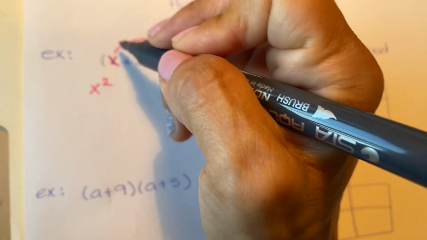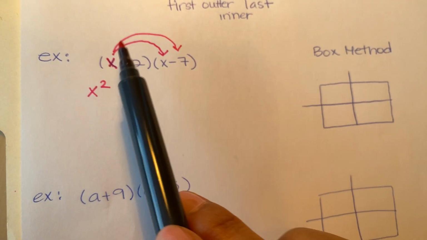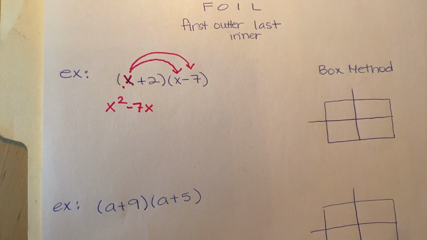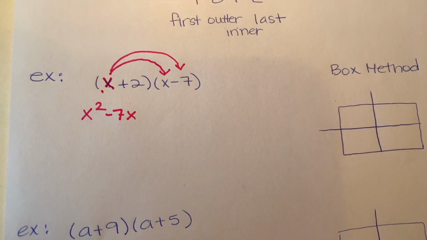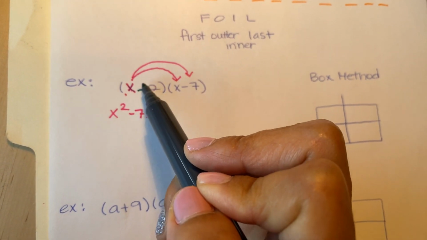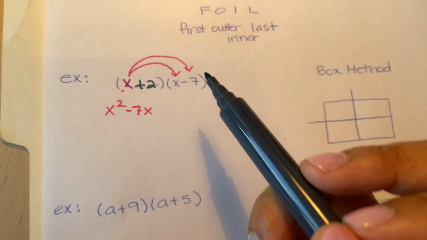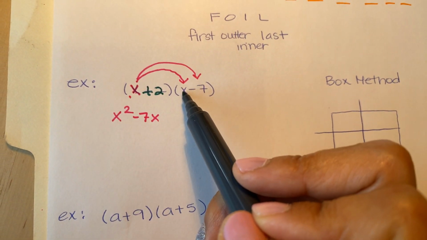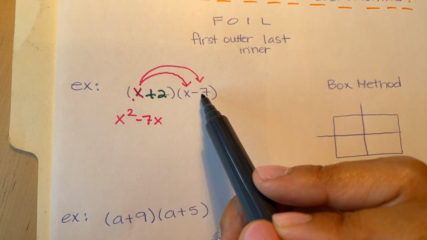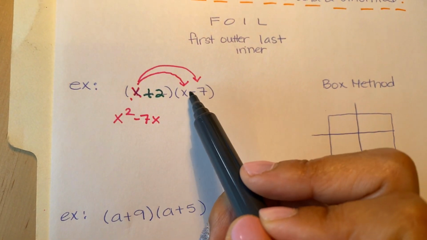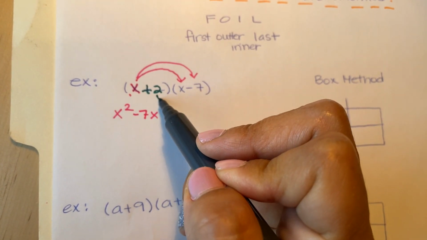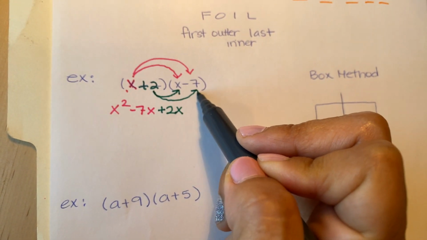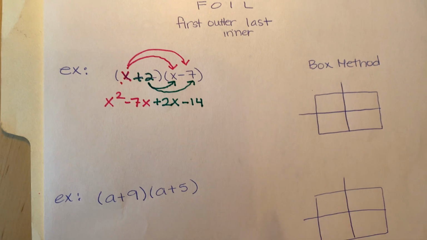Okay, so now go ahead to the second. x times negative 7, negative 7x, right? Okay, so we finished with the x term. So now we're going to go ahead and take the positive 2. So now I'm going to multiply positive 2 times this x and positive 2 times this negative 7. So it needs to get multiplied into every term in the second binomial. So positive 2 times x is plus 2x. Positive 2 times negative 7, negative 14.